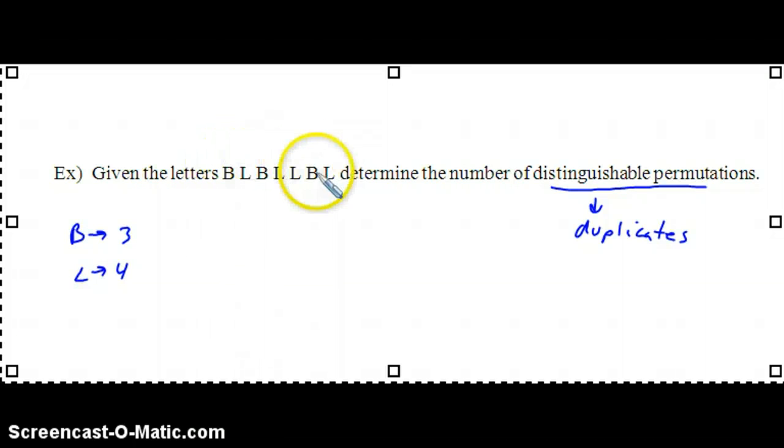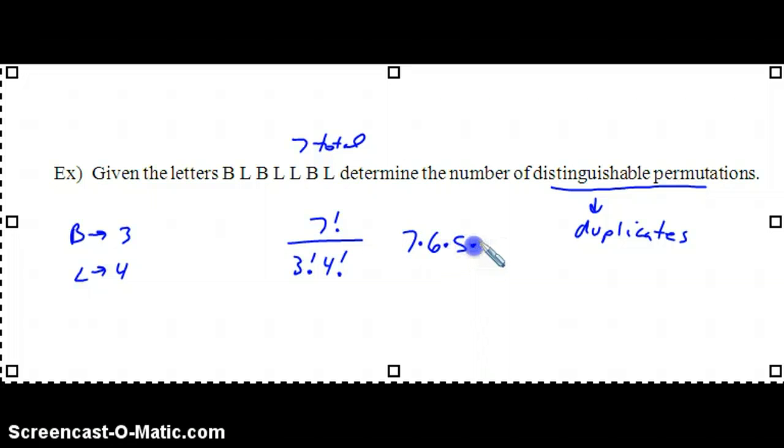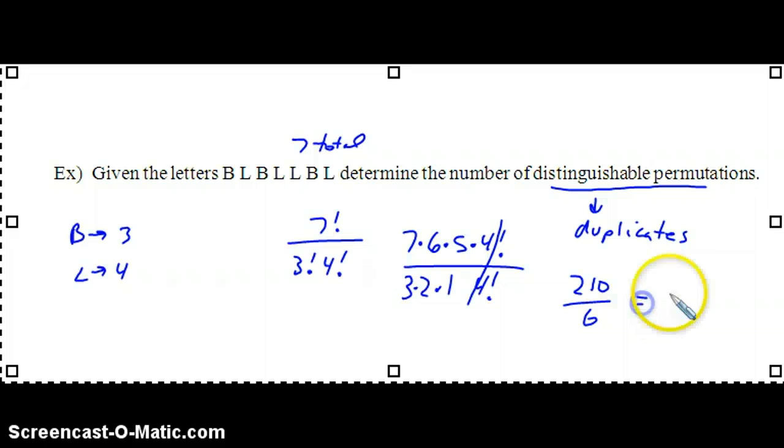So you take the total number of letters, there's 7 total altogether. So you'd put 7 factorial in the numerator, and you divide out the duplicates, 3 factorial and 4 factorial. So I would break down the 7 until I get to the highest number down here, 4. Leave that as factorial, so that the 4 factorial down here will cancel out, but I still have 3 factorial. And so when I do this, I get 210 in the numerator, 6 in the denominator, which will give me an answer of 35. So when you notice that you have the same object occurring more than once, in this case 3 B's and 4 L's, you have to divide out the duplicates by using this distinguishable permutation formula.